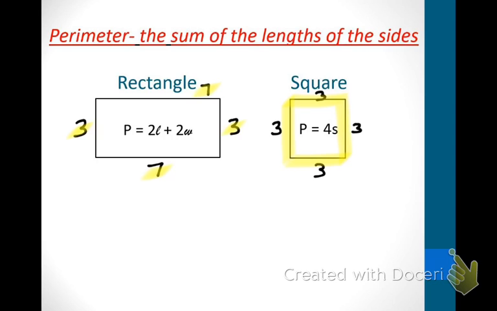What you're going to need to do for this, though, is memorize the formulas, okay? So the first step, the formula for a rectangle, the perimeter is 2 times the length plus 2 times the width. The perimeter of a square is 4 times the side length, okay? So those are going to be formulas you want to have memorized.